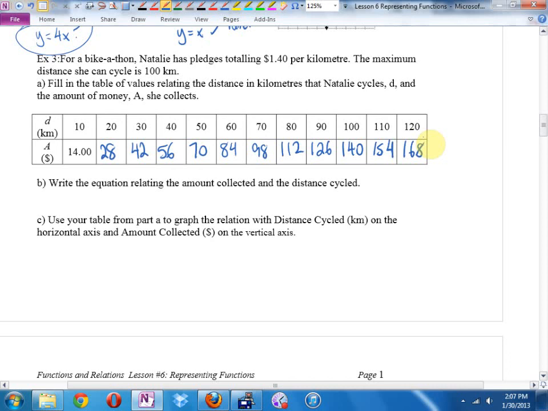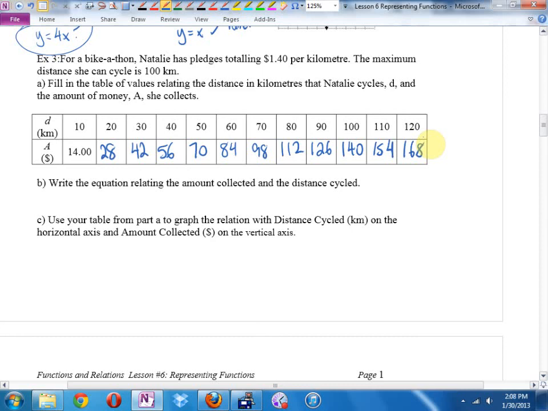B says, write the equation relating the amount collected and the distance cycled. First of all, does how much money you get depend on how far you bike, or does how far you bike depend on how much money you get? Which of these is the dependent variable? The money. You know what the independent one is? So I'm going to put that one where the x is on the x-axis. I'm going to put money on the y-axis.